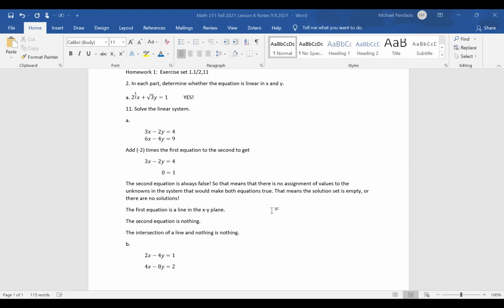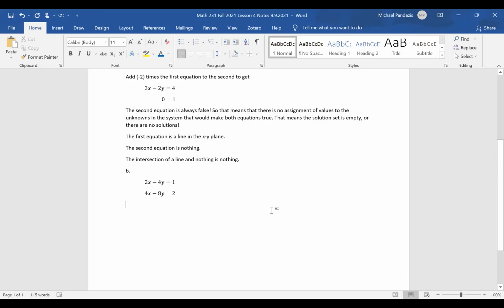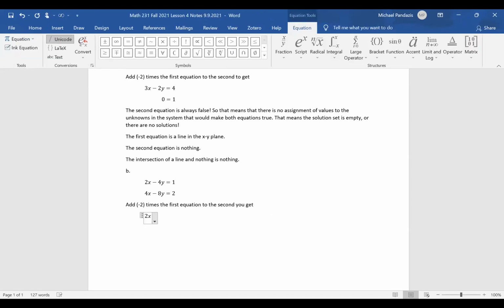Let's keep going. All right, so you have that linear system. And so if you add -2 times the first equation to the second, you get this linear system. So the first equation stays the same.